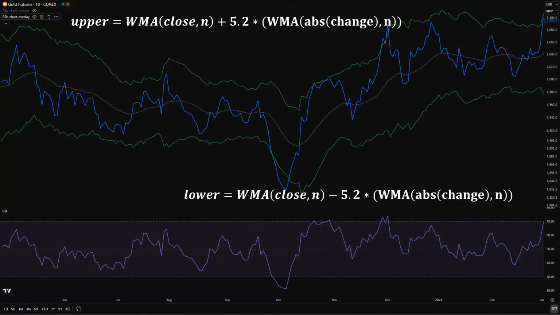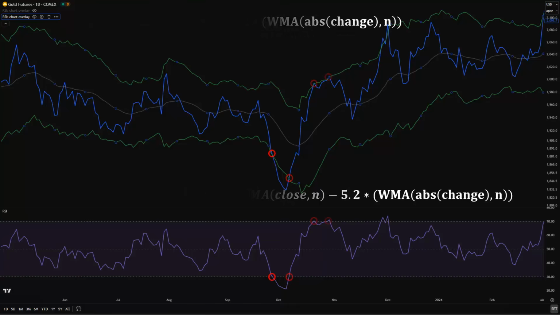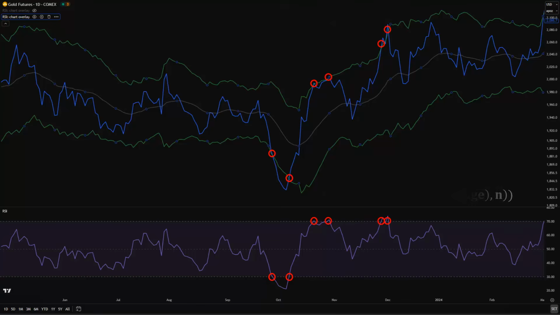Now we finalize the equations. The upper band is the Wilder average plus the scaled offset. The lower band subtracts it. With these formulas in place, we can generate real-time RSI levels on the chart. And yes, they work across time frames and assets. Here's the result in action. Every time price hits one of these bands, RSI hits your boundary.